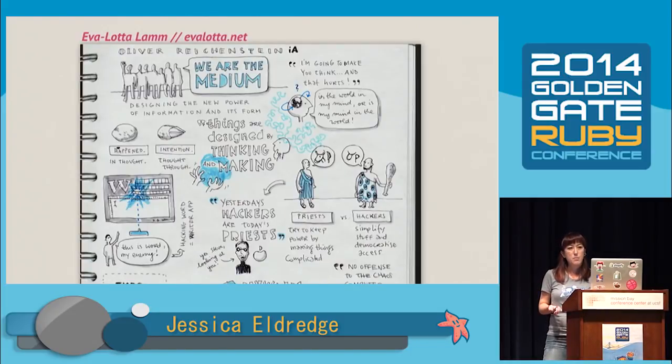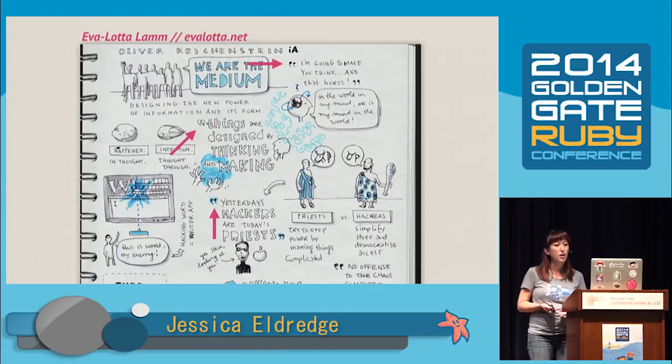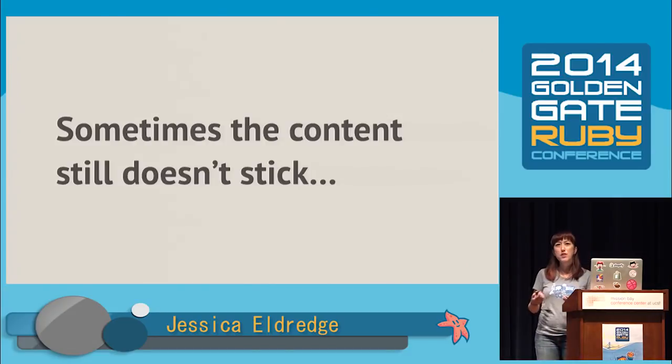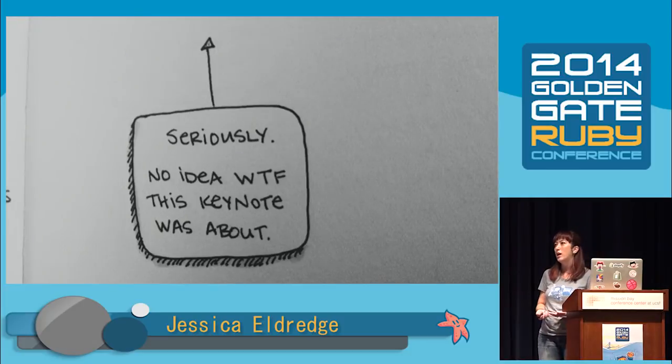Eva-Lotta Lamb is an illustrator, and she uses quote marks in different ways. All of these are indications that there are direct quotes happening during the talk. And sometimes you'll be in a talk, and everything's over your head, and you still don't get it, and that's okay too, because there's always a backup plan for that.